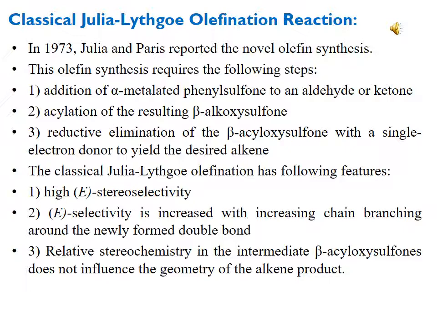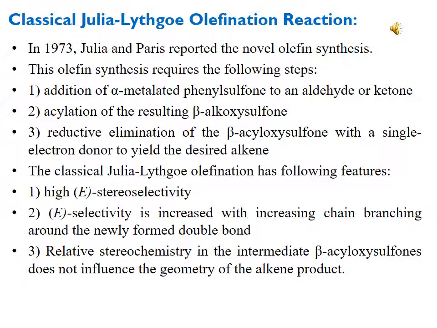So this olefination reaction has the following steps. The first step is the addition of alpha metallated phenyl sulfone to an aldehyde or ketone. Alpha metallated phenyl sulfone means phenyl sulfone which was treated with a base to convert it into a nucleophilic carbanion. That carbanion makes a salt with the positive part of that base or metal, so this salt form of the sulfone is called alpha metallated phenyl sulfone. Alpha is used here because the acidic proton which is removed from the sulfone is from the alpha position of the sulfone.